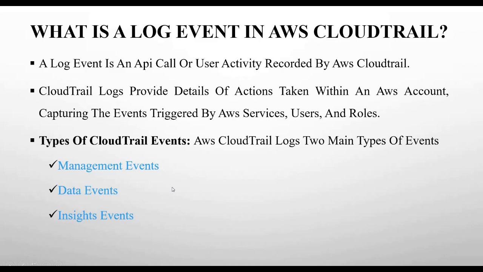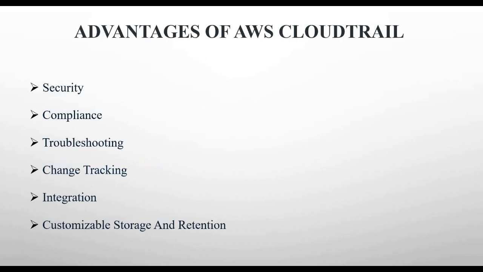So what is a log event in AWS CloudTrail? A log event is an API call or user activity recorded by AWS CloudTrail. CloudTrail logs provide the details of actions taken within an AWS account, capturing the events triggered by AWS services, users, and roles. The types of AWS CloudTrail events are management events, data events, and insight events. Next are the advantages of AWS CloudTrail. The advantages are security, compliance, troubleshooting, change tracking, integration, and customizable storage and retention.